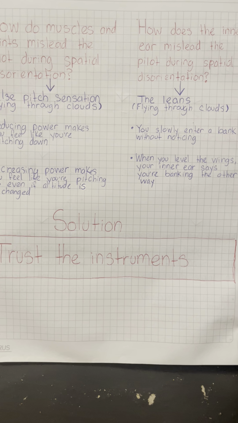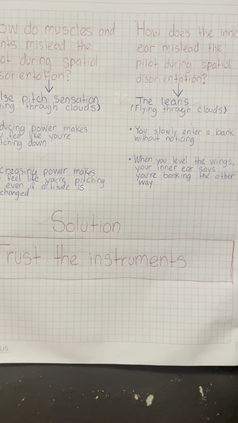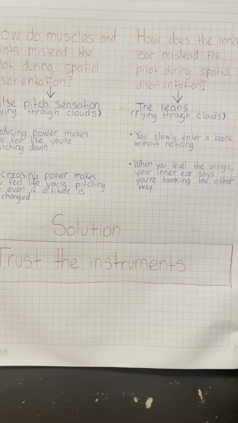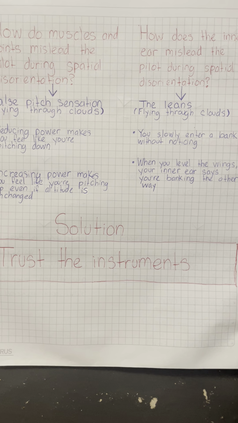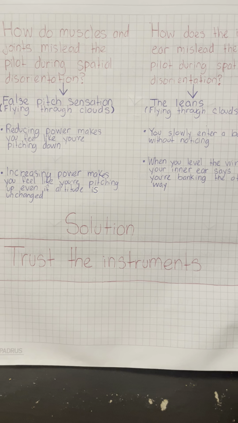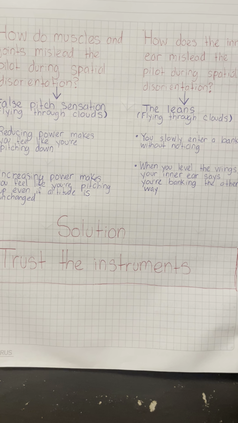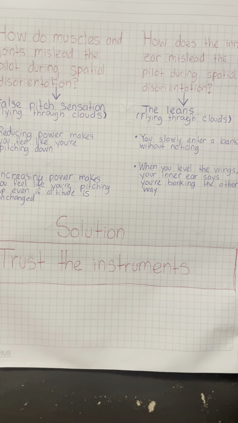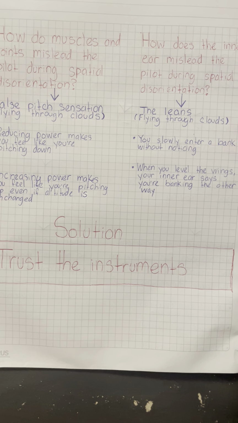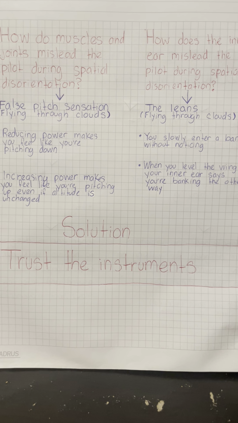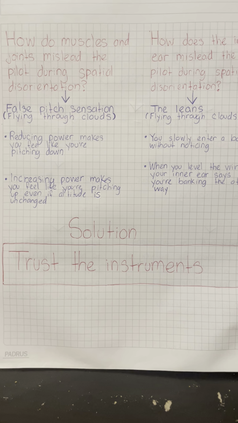Why? Simple. You cannot see outside. So outside of the clouds, look outside. But when we're flying through clouds, it is important to trust the instruments. If you feel like you're pitching down or if you feel like you're pitching up, look at your attitude indicator. It is going to tell you whether you're pitching up or you're pitching down. So, solution: trust the instruments.